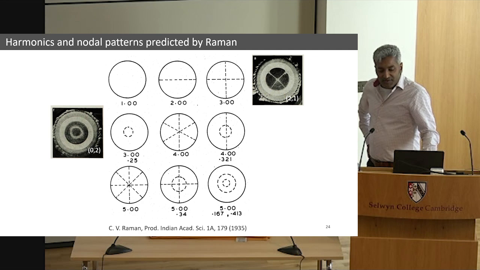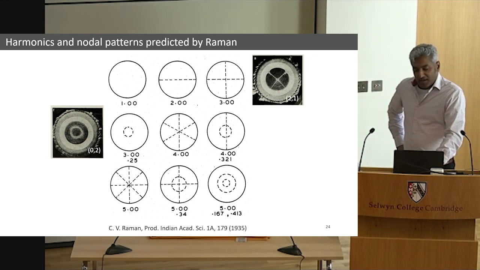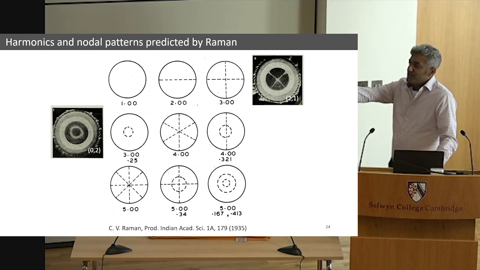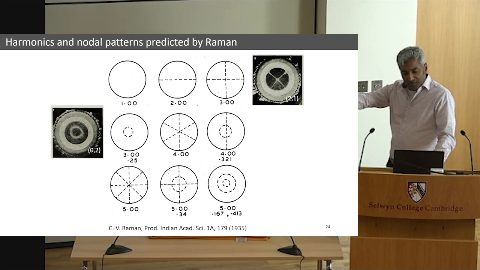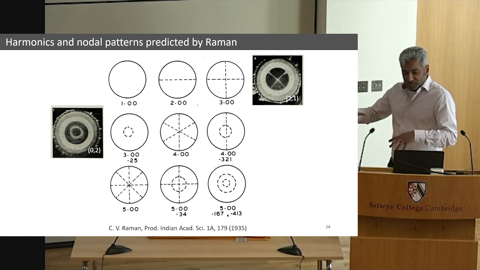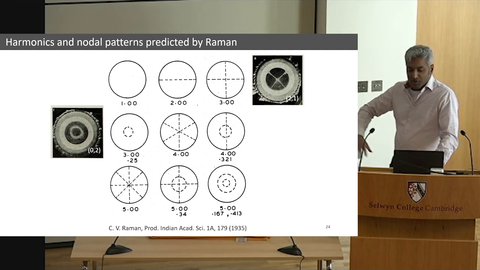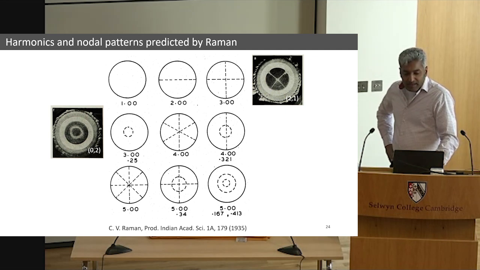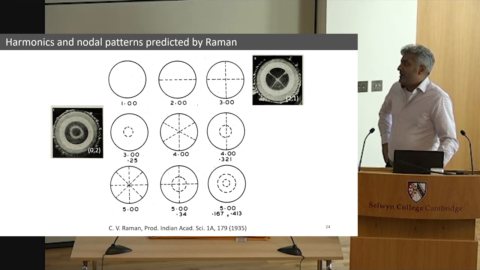Then Raman does some very elementary experiments where he sprinkles some sand on the tabla drum. He tries to excite certain vibrational modes of the drum, and he tries to build a map of where the nodal lines are. Like I said, these are the lines which are not moving as the drum head is engaged in that vibrational mode. And Raman draws up a few modes based on his very elementary experiments.